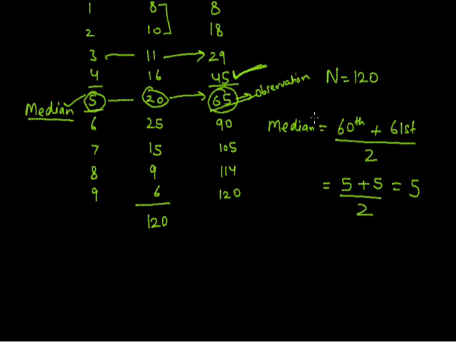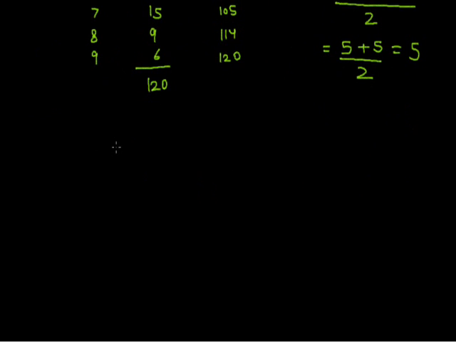As you see here, we need to find the 60th and 61st observations, and both are equal to 5, because up to 45 observations it is 4. The first 4 observations, that is 1, 2, 3, 4, consist of up to 45 observations, and from 46 to 65, that is the next 20 observations, are equal to 5. It means the 60th and 61st observations both exist in this part, which is equal to 5, and that's why our median is equal to 5. So this is the way to find the median.